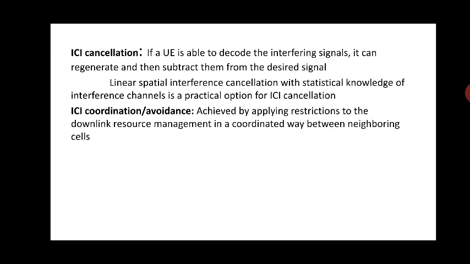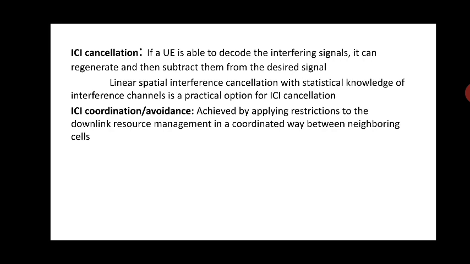The third one is ICI coordination and avoidance. This is achieved by applying restrictions to the downlink resource management, that is, we can restrict it through resource management in a coordinated way between the neighboring cells. Let us check: the user is in cell number 1, the neighboring cells are 2 and 3, and the corresponding one more cell 1.